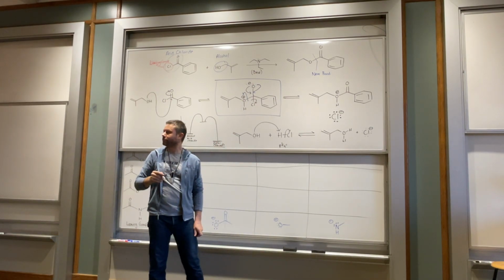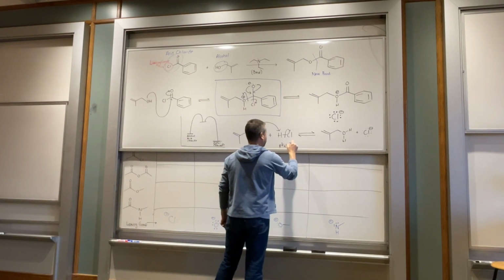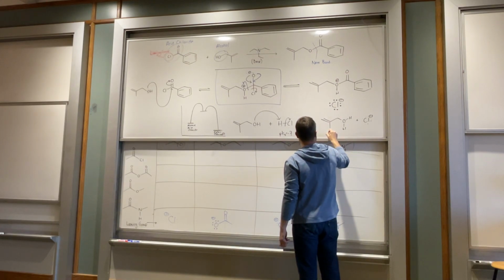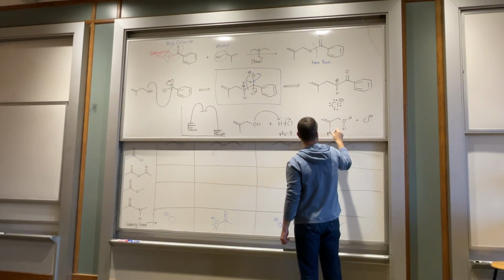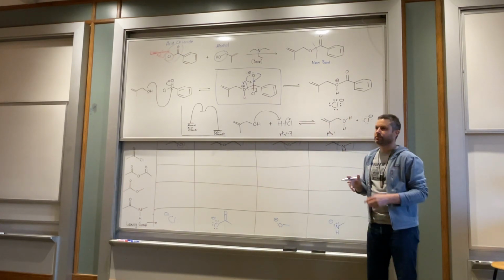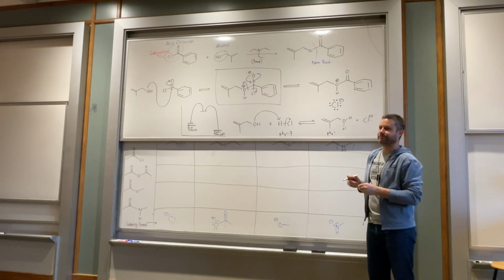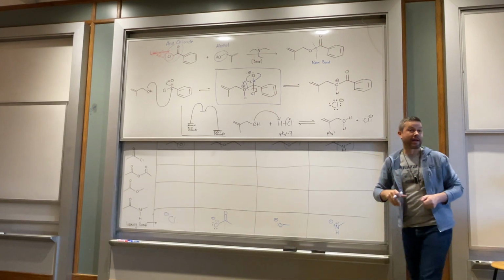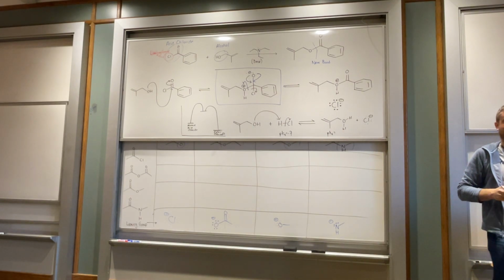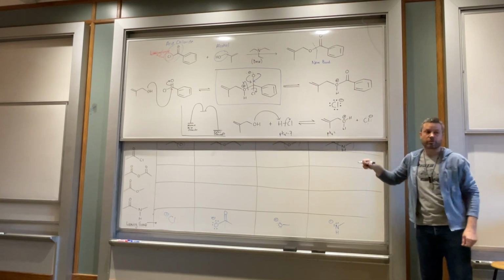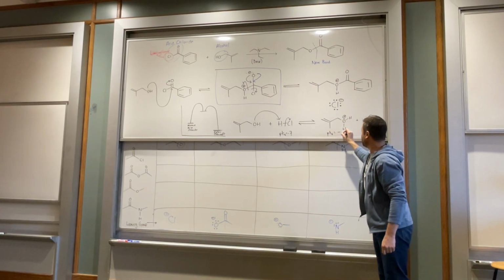Negative what? 2. Close enough. -7. What is the pKa of a protonated alcohol? Is that 16? So an alcohol is 16. That's good, right? But this is a protonated alcohol, so it has a positive charge, an extra proton. So this one's going to be -2.